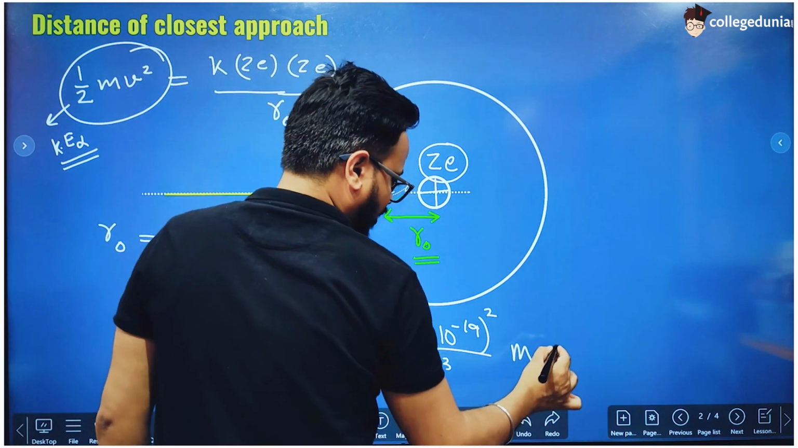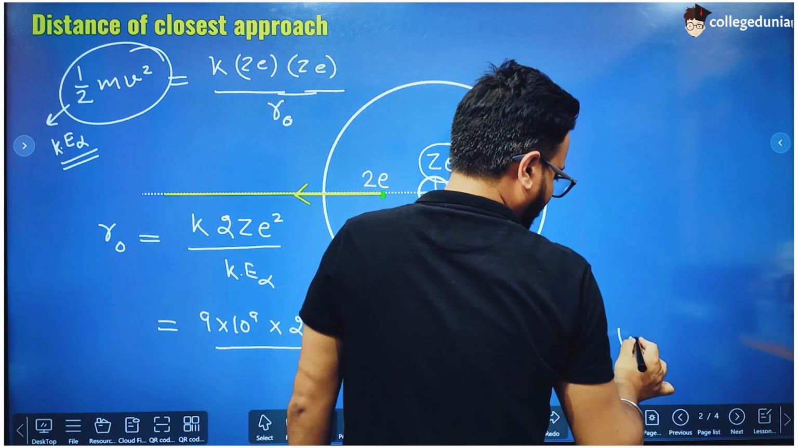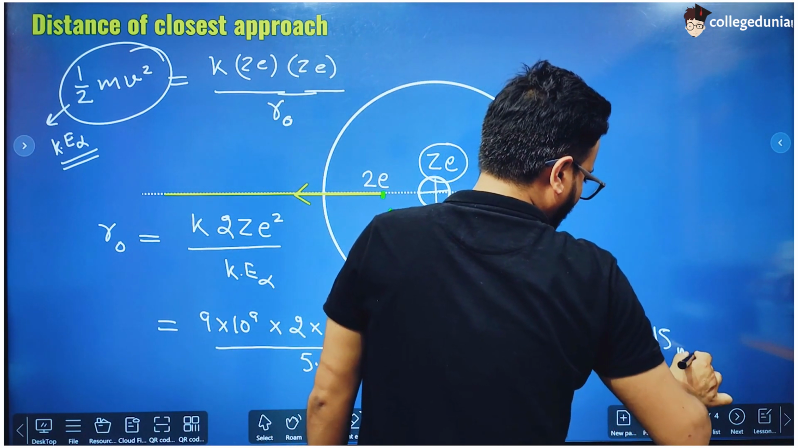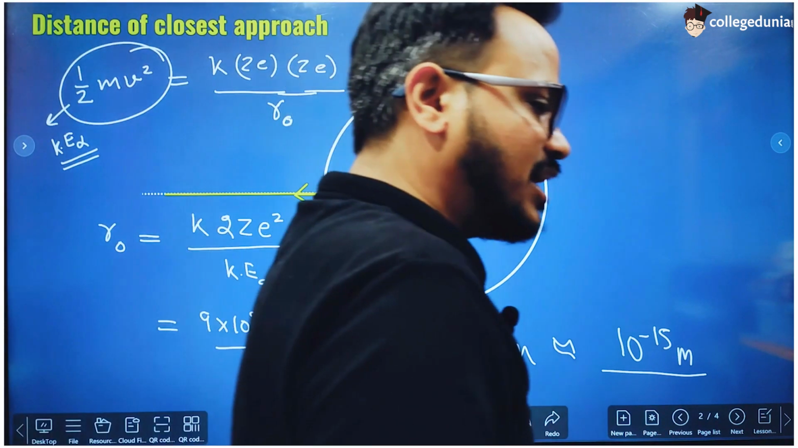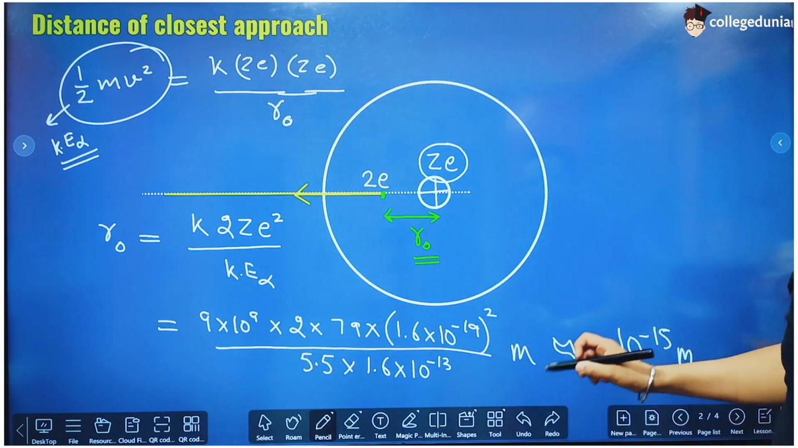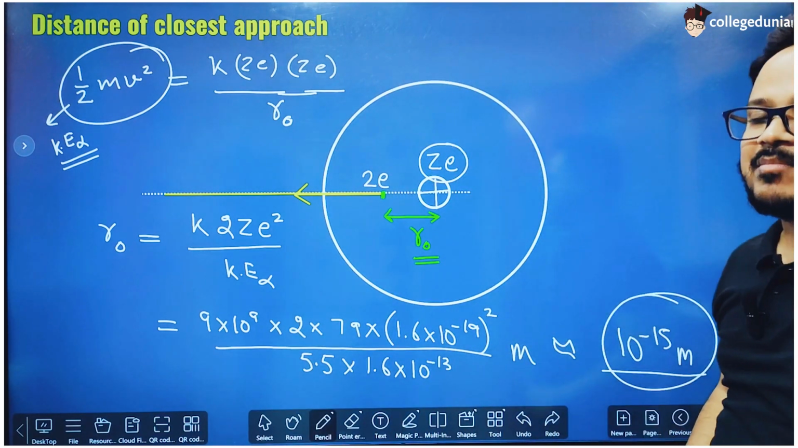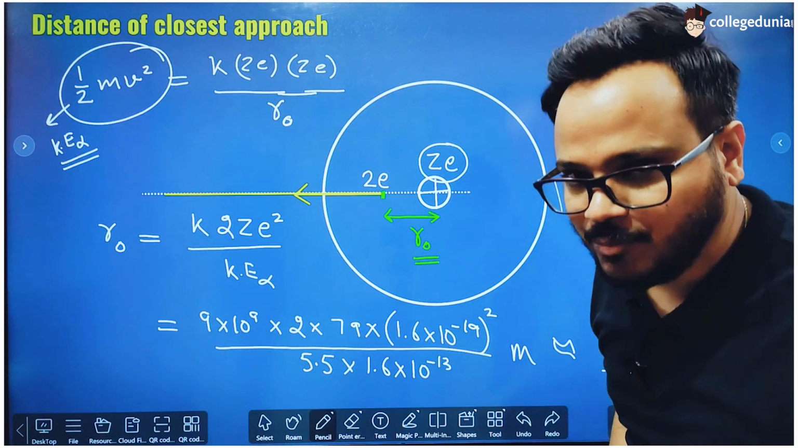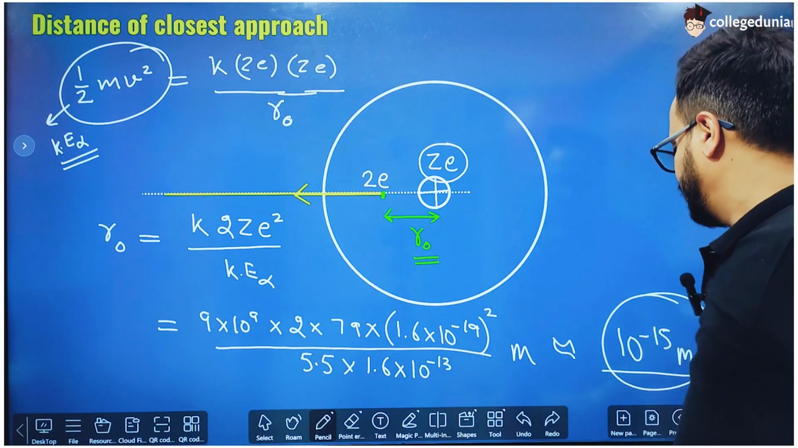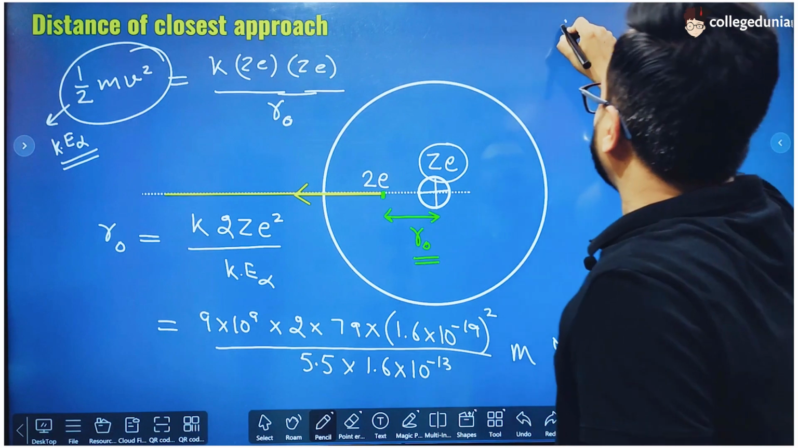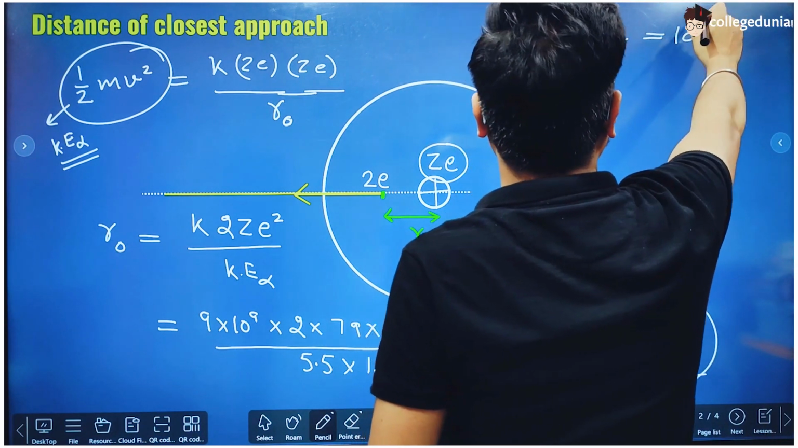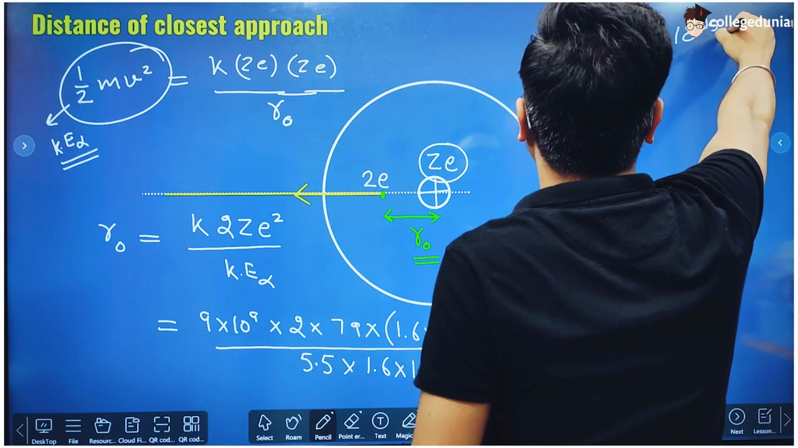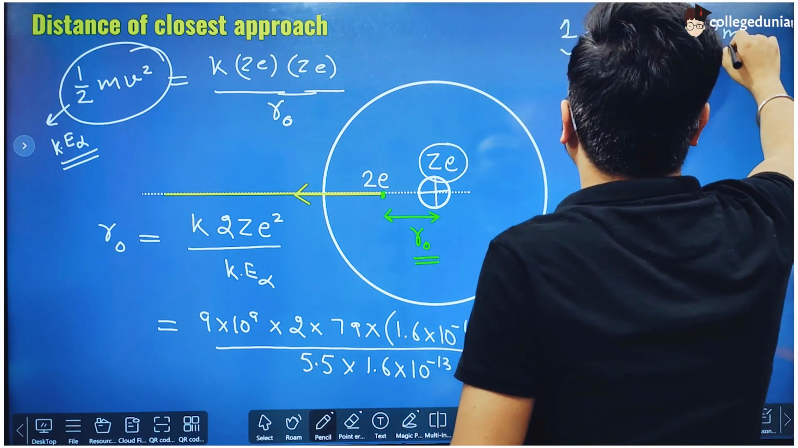So this came out approximately in the order of 10 raised to power minus 15 meter, which was enough to give the estimation of the size of the nucleus. So the order of the size of the nucleus is 10 raised to power minus 15 meter, which is called 1 femtometer or 1 Fermi, represented by Fm. So 1 Fm is 10 raised to power minus 15 meter, right?